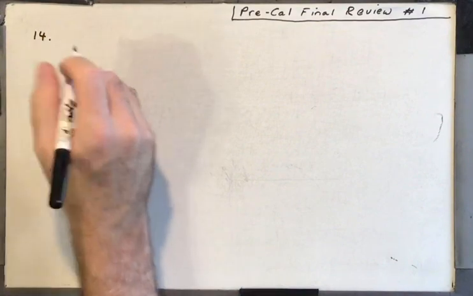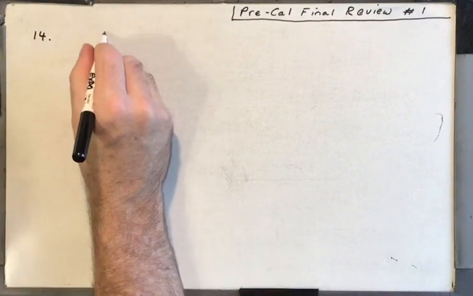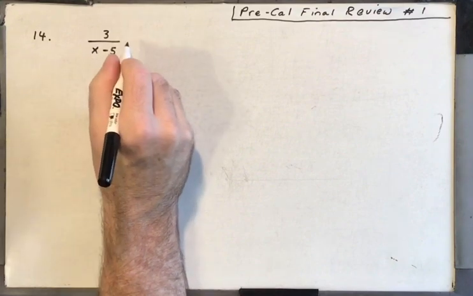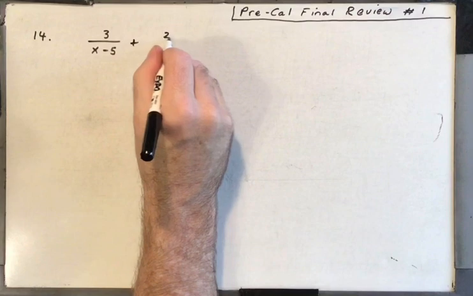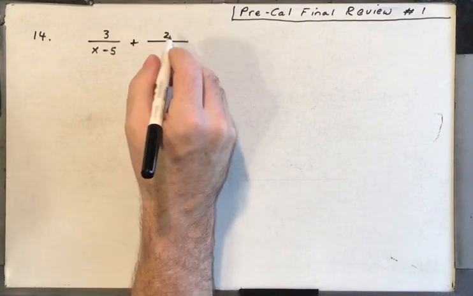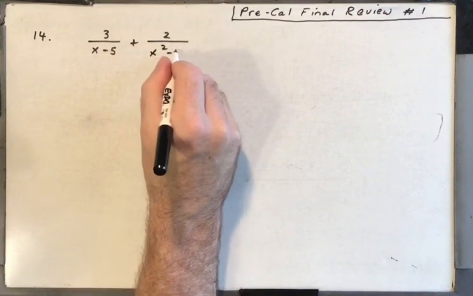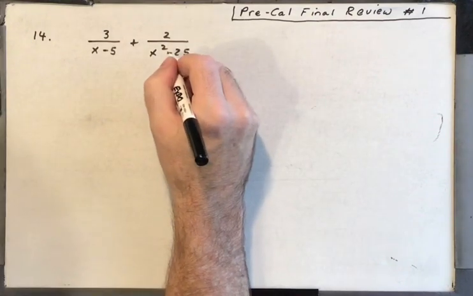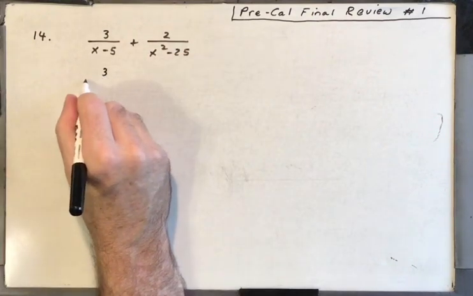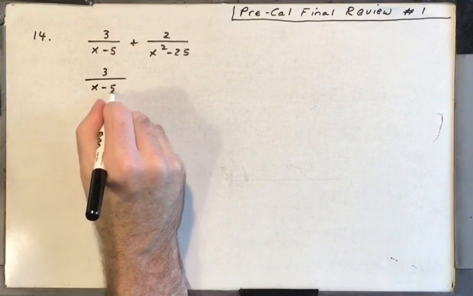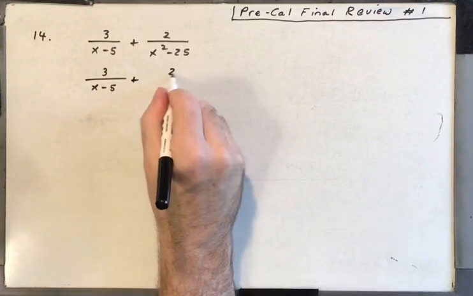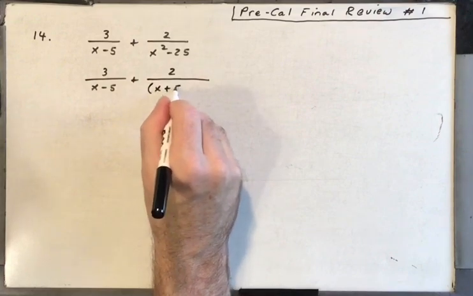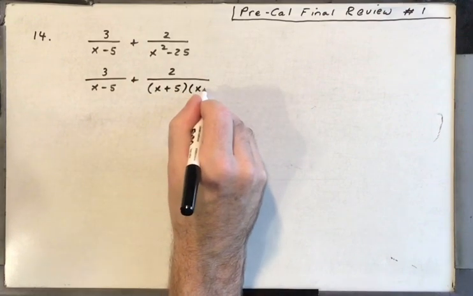14. We want to simplify 3 over x minus 5 plus 2 over x squared minus 25. All right, first of all, let's factor the second one. So that's going to be 3 over x minus 5 plus 2 over the difference of two perfect squares, x plus 5, x minus 5.